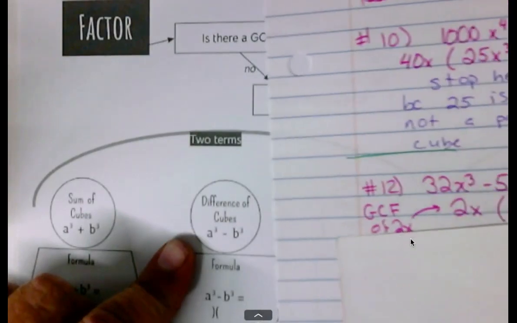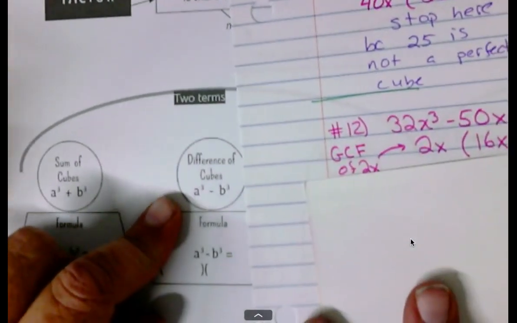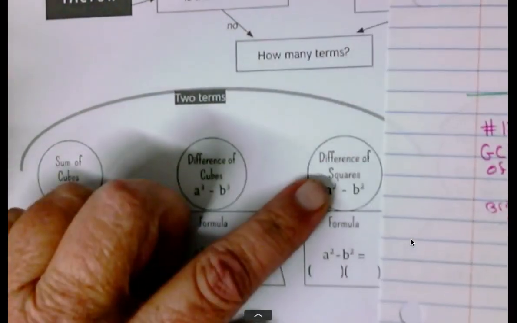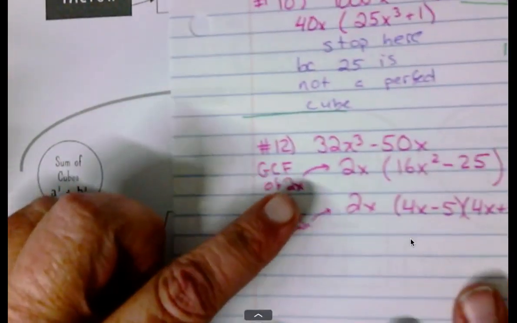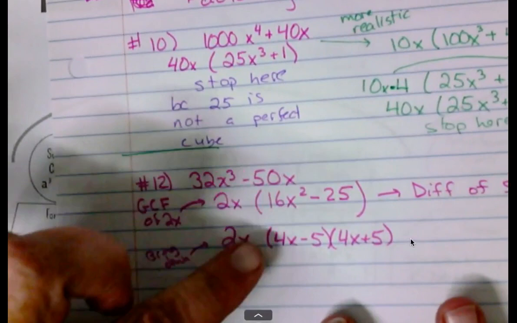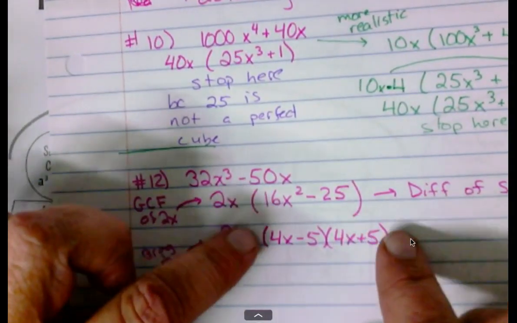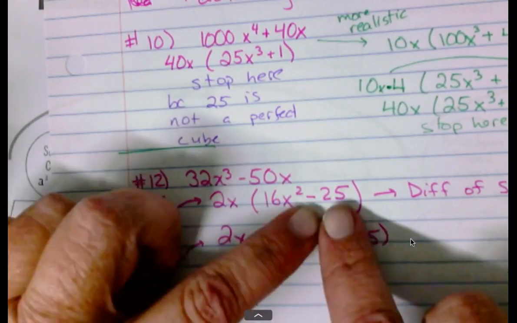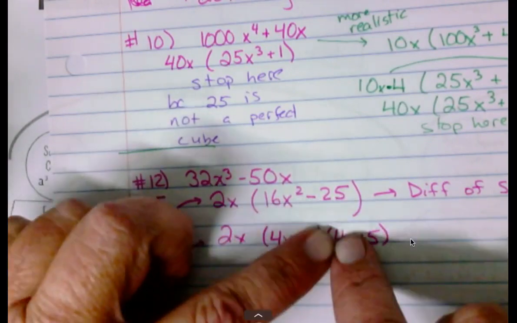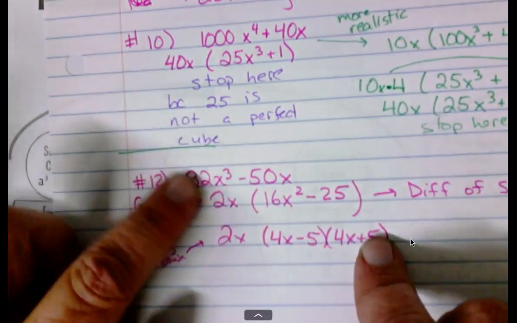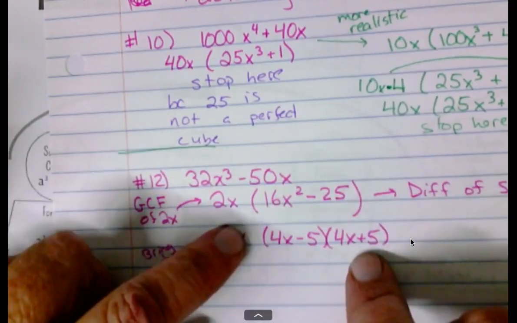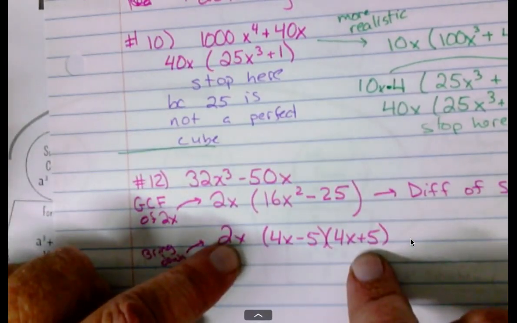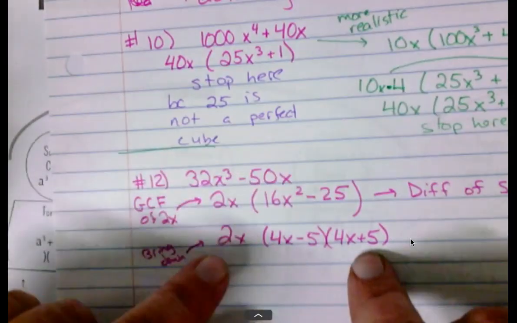I can see that 16x squared minus 25 most closely fits the pattern of a difference of squares. Since 16 and 25 are both perfect squares, I can break this down into 4x minus 5 and 4x plus 5. Bring down my 2x. And I'm done, because the instructions on these just said to factor it. There's no equal to 0.